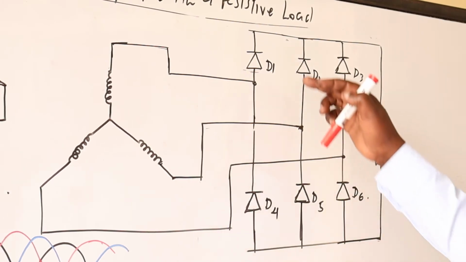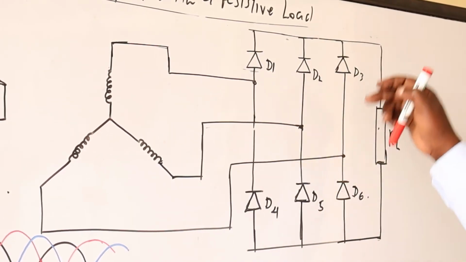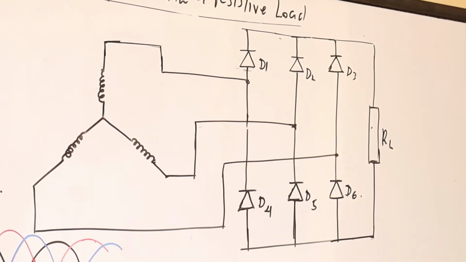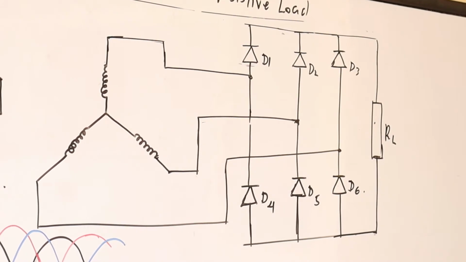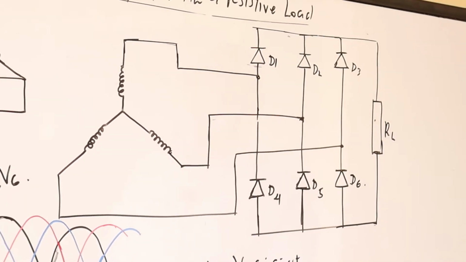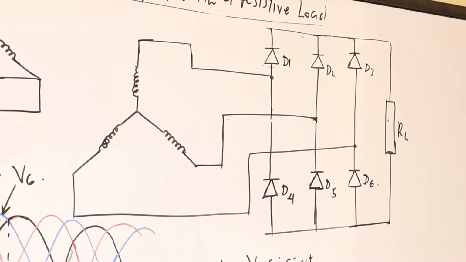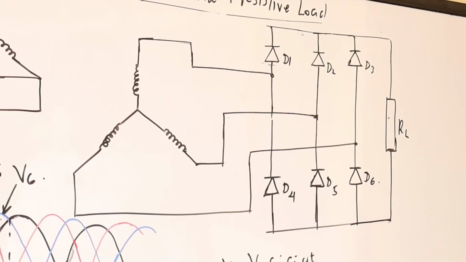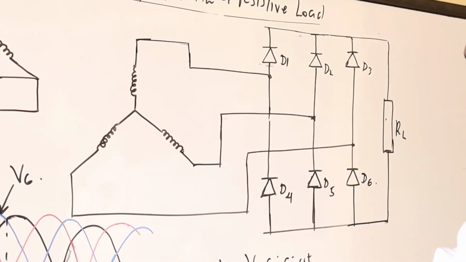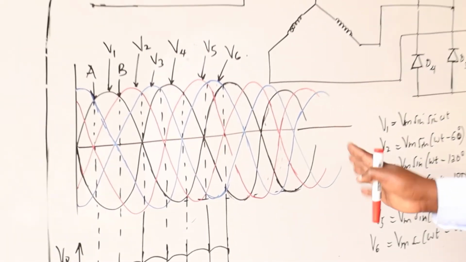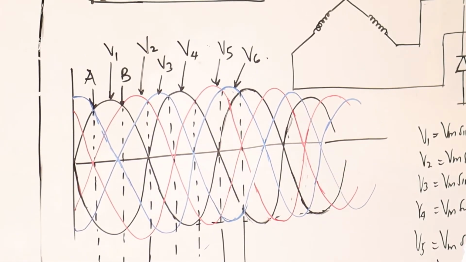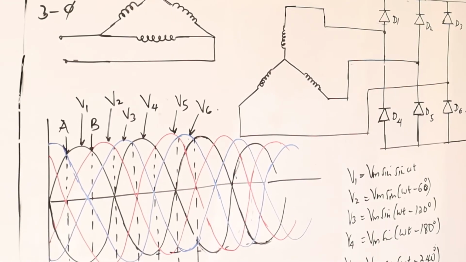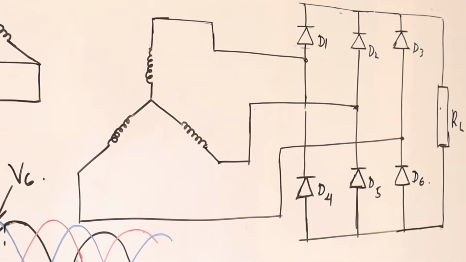So you notice that we have 2 diodes per phase. You will notice that the 2 diodes in a particular phase will be conducting at the same time, when that phase voltage is more positive compared to the other 2. So this is how our waveform appears. It may look complex, but it's a simple logic here. As we know, D1 and D4 will be conducting at the same time.